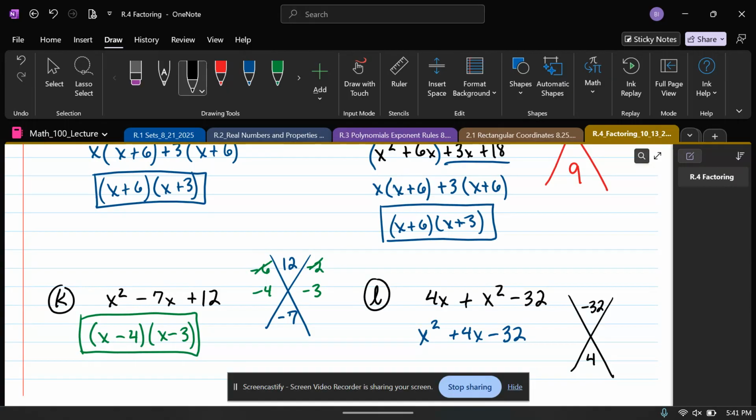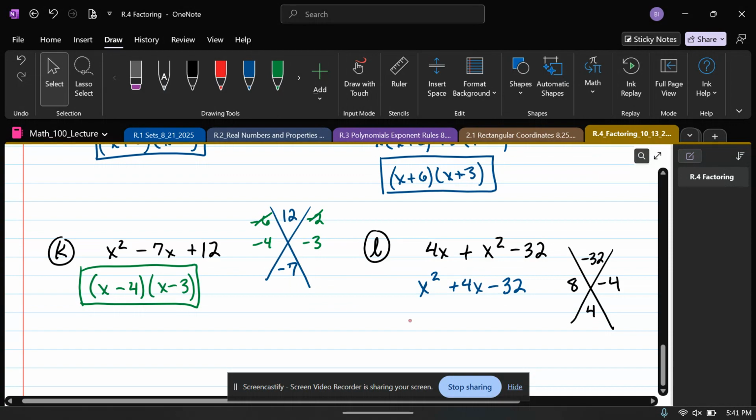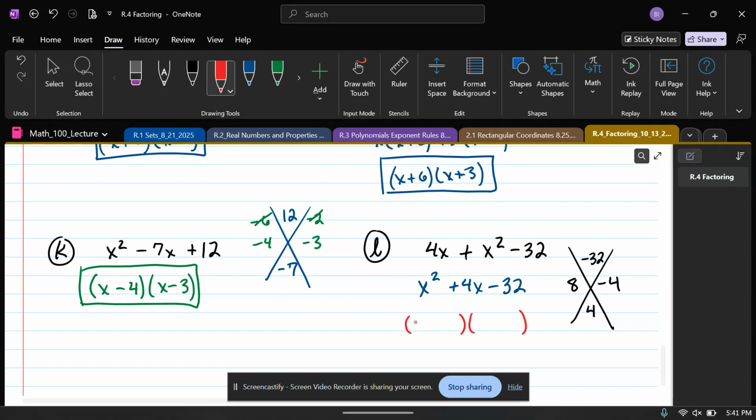8 and negative 4, positive 8, negative 4. That does multiply to be negative 32. It does add to be positive 4. Because there's a 1 in front of my x squared, that lets me go straight to my factors. What are my factors? x plus 8, x minus 4. Boom. And you're done. Not too terrible. It's pretty easy.